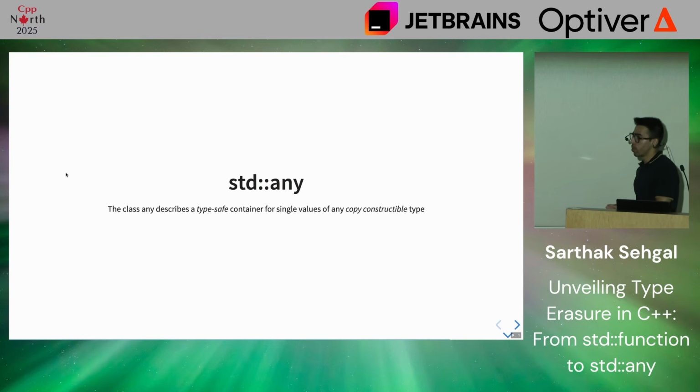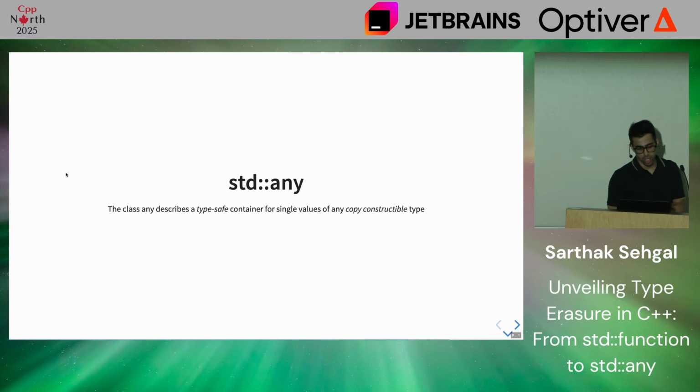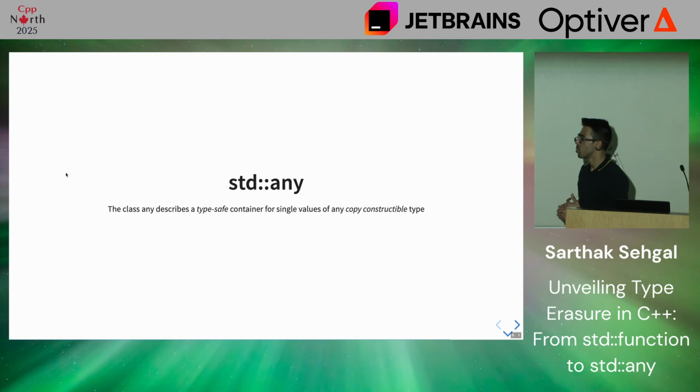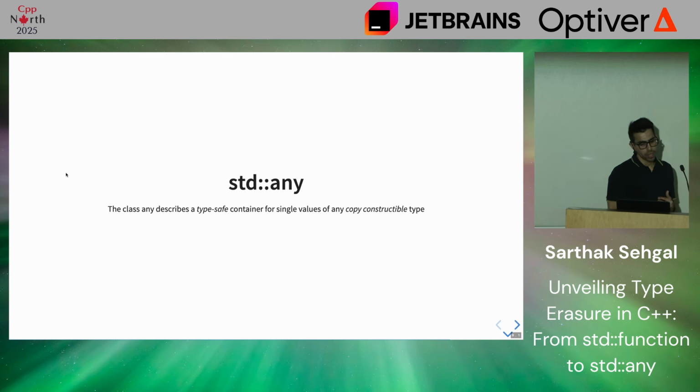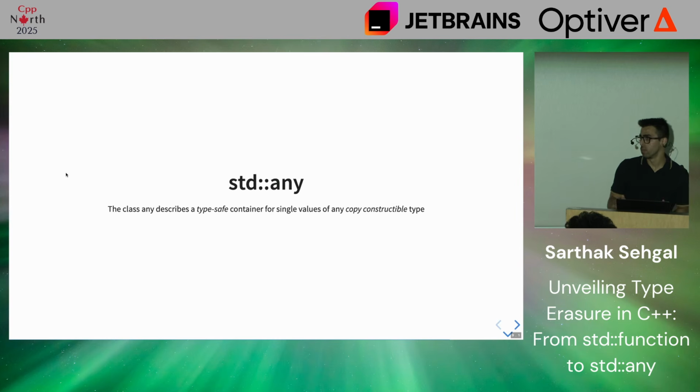The last thing that I want to talk about is std::any, and as part of this, discuss the second optimization, which is manual virtual dispatch. As per cppreference, the class any describes a type-safe container for single values of any copy constructible type. The two important things here are that one, it's a type-safe container, and two, the type has to be copy constructible.